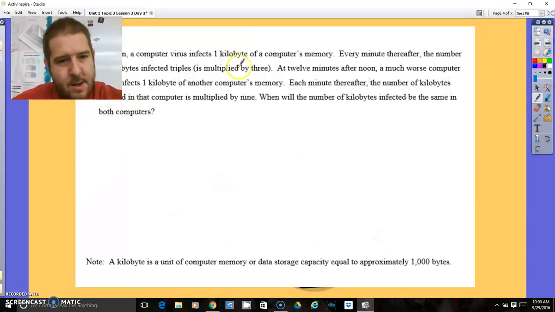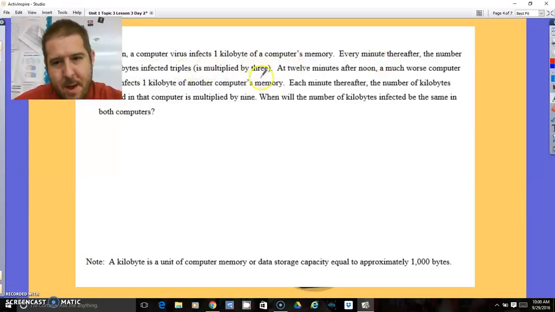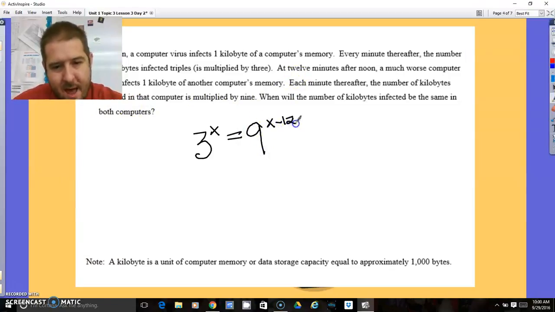Question number 2. All right, so this is a computer virus one. So one of the computer viruses multiplied by a power of 3, that's 3 to the x, is equal to, at 12 minutes at noon, afternoon, a much worse computer virus affects another computer's memory. Each minute thereafter, a computer infects 9 times. So 9 times, but it started 12 minutes later. So it started 12 minutes after.